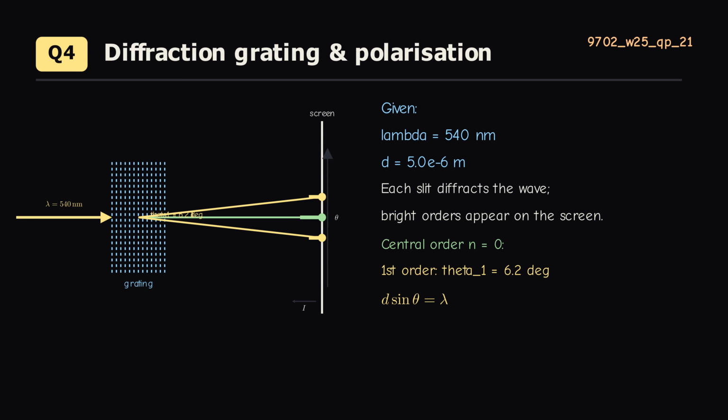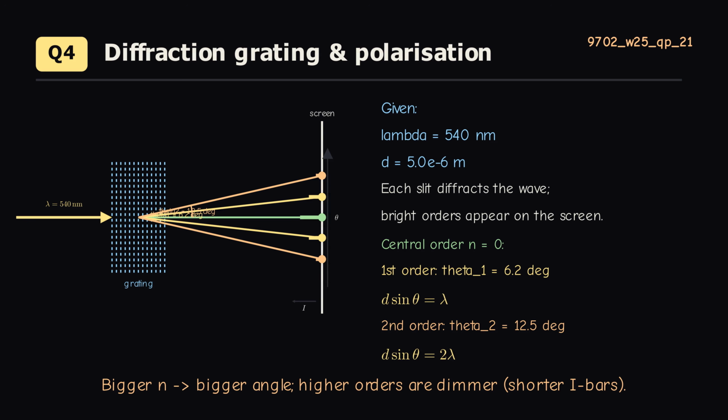From the grating equation, d sine theta equals lambda. Second order at 12.5 degrees. Here d sine theta equals 2 lambda. Bigger n gives a bigger angle, higher orders are dimmer.